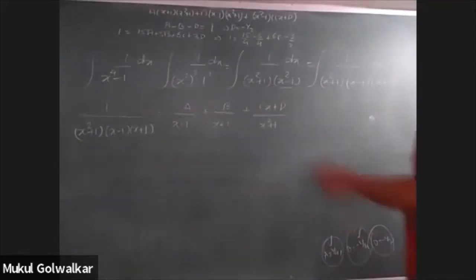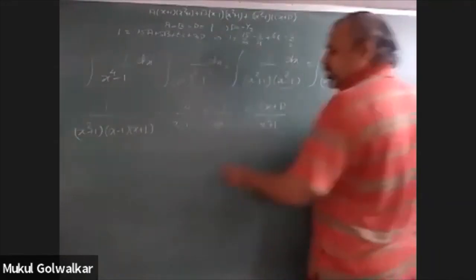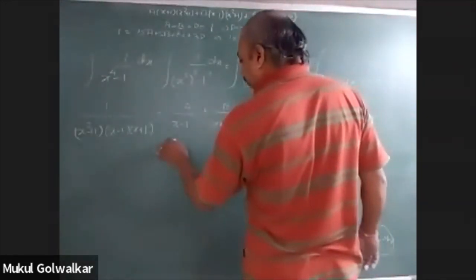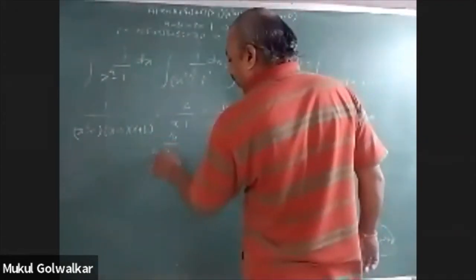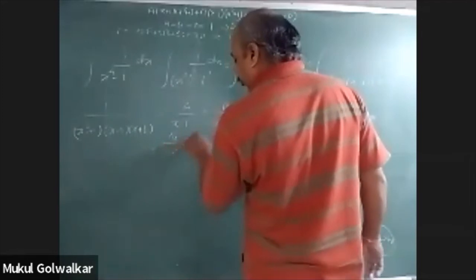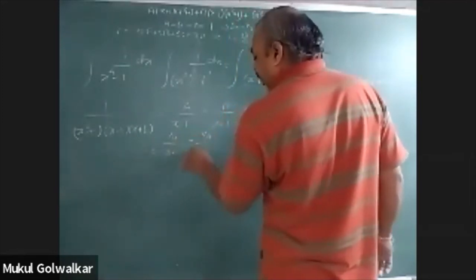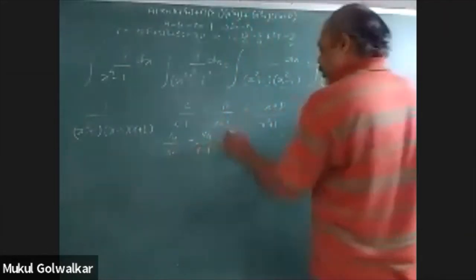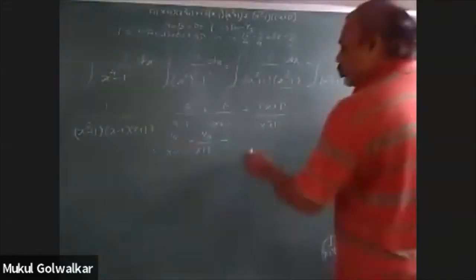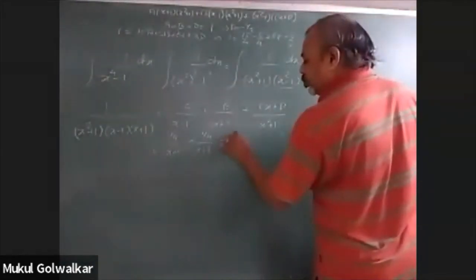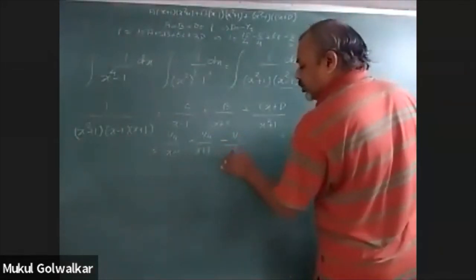So putting C equal to 0, the final answer we are having will be equal to 1 by 4 divided by x minus 1, minus 1 by 4 divided by x plus 1, and the value of D we are getting is minus 1 upon 2. So minus 1 upon 2 divided by x square plus 1.